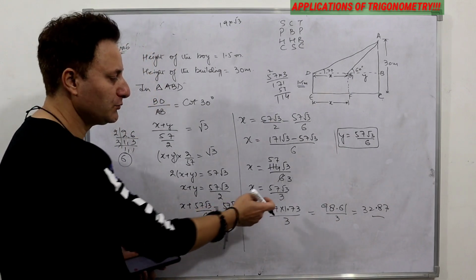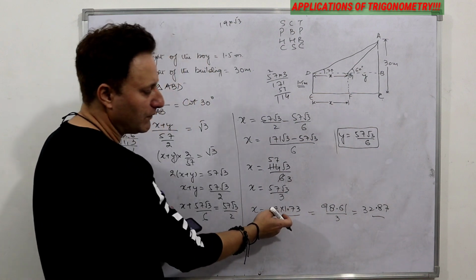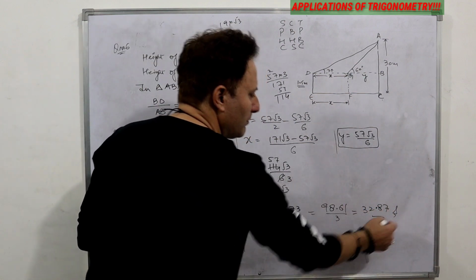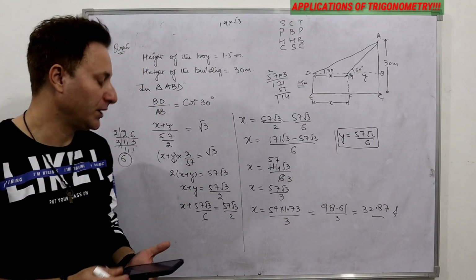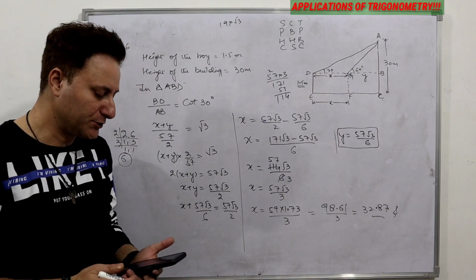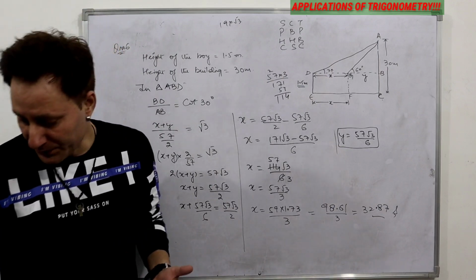Guys, what you can do, you can either leave it here, or if you want to do the calculation, you will put the value of root 3 and you will get the answer. So both ways is correct, either here or there. It's one and the same thing. So this finishes one question for today. Now let's move to another question. Please make a note of this, and I'll just rub this off.